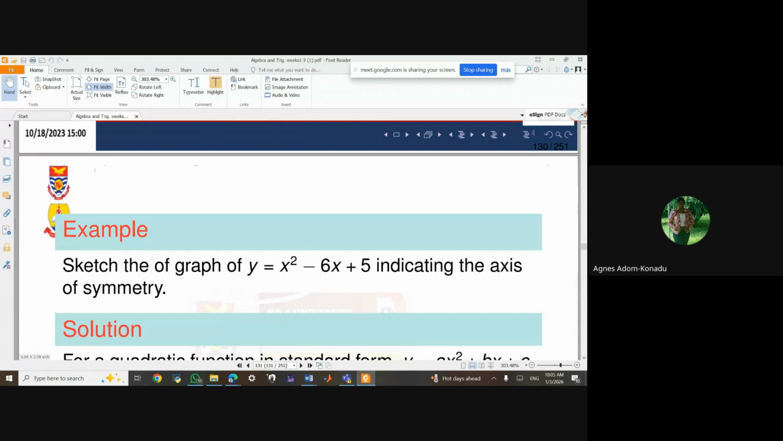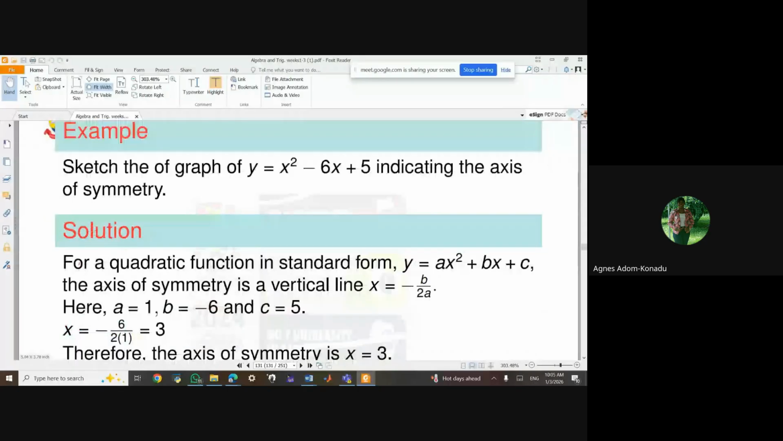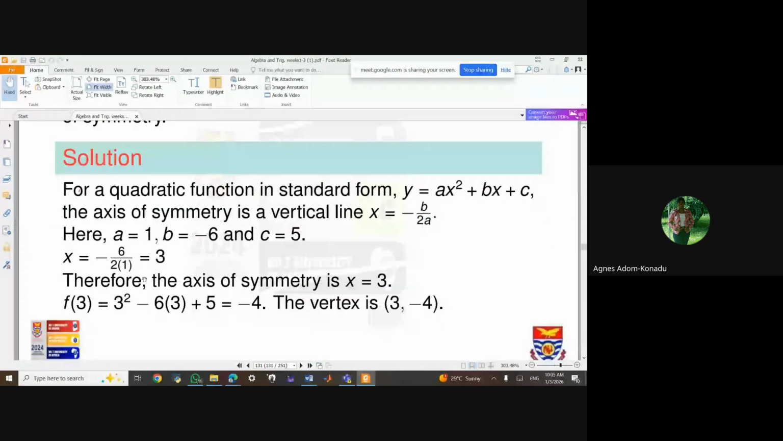We are to sketch the graph of y is equal to x squared minus 6x plus 5, indicating the axis of symmetry. To sketch this, we can write it in the standard form, or we can just use x is equal to minus b over 2a to get the axis of symmetry, and then we also use f of minus b over 2a to get the y value. That is my p and q. So here a is equal to 1, my b is equal to minus 6, and my c is 5. So my x is minus 6 over 2 times 1, which is 3.